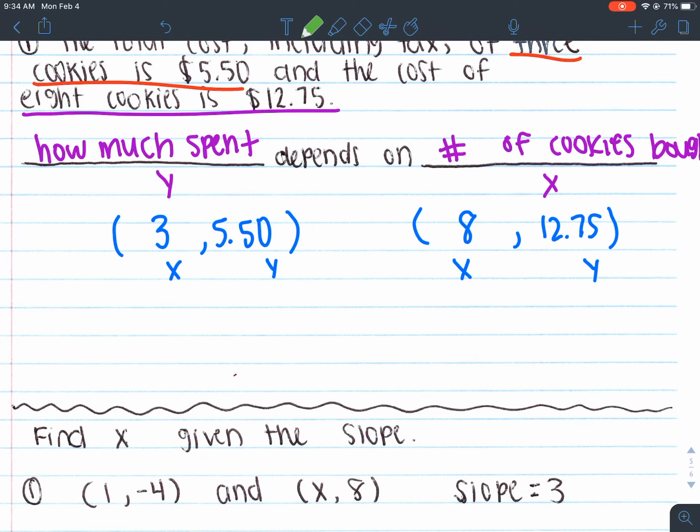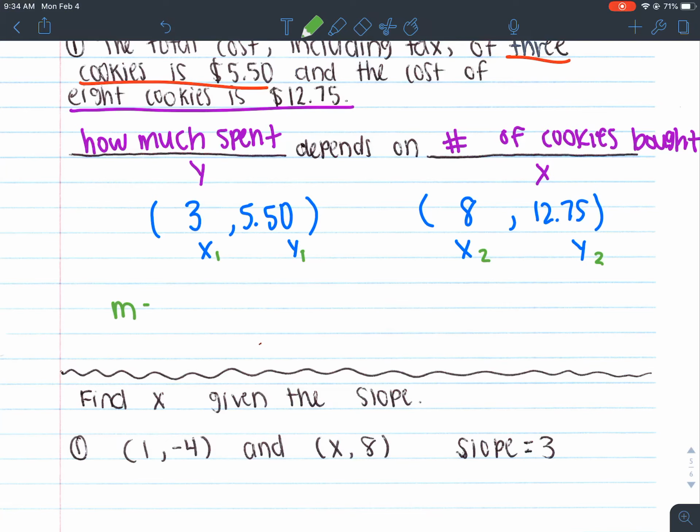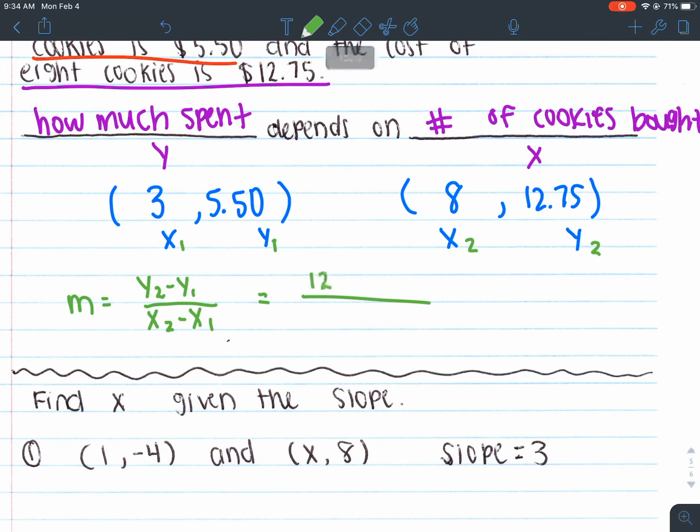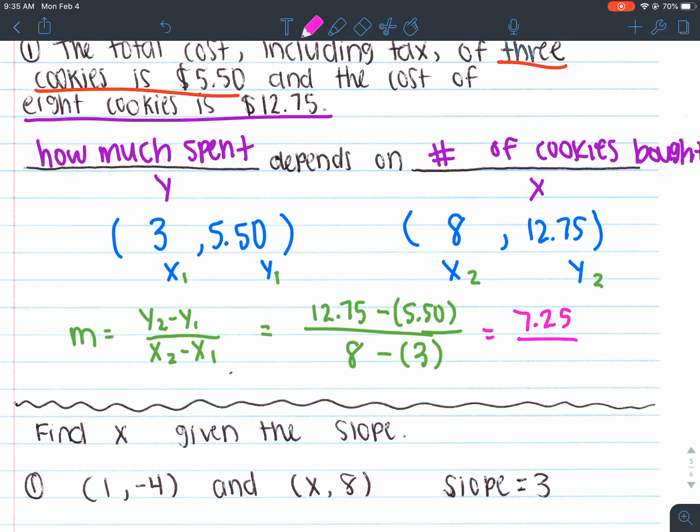And since I have 2 ordered pairs, I can use my slope formula. So I'm going to go ahead and label them x1, y1, x2, y2. Okay? So using my slope formula, I know that's y2 minus y1 divided by x2 minus x1. So let me go ahead and fill those things in. My y2 is $12.75 minus my y1, which is $5.50. And then my x2, which is 8, minus my x1, which is 3. So I'm plugging in my numbers. I haven't done any math, I'm just plugging stuff in. Okay? 1275 minus 550 is going to give me 725.